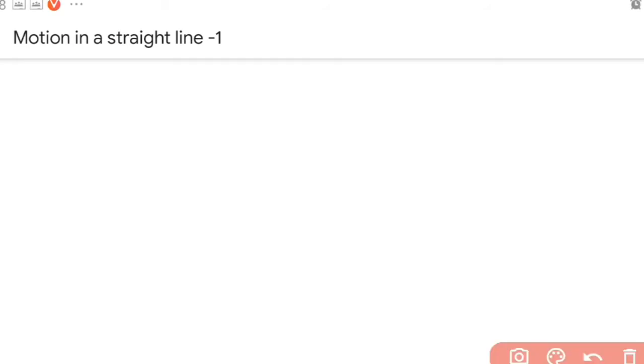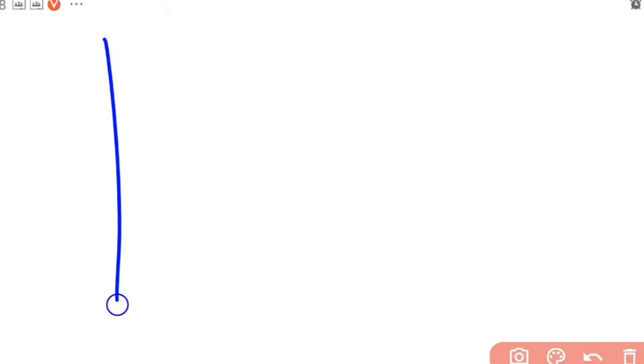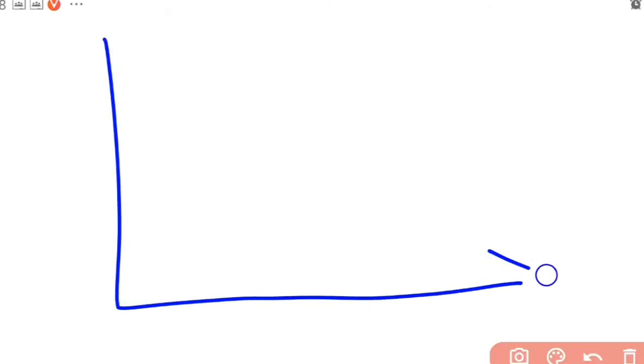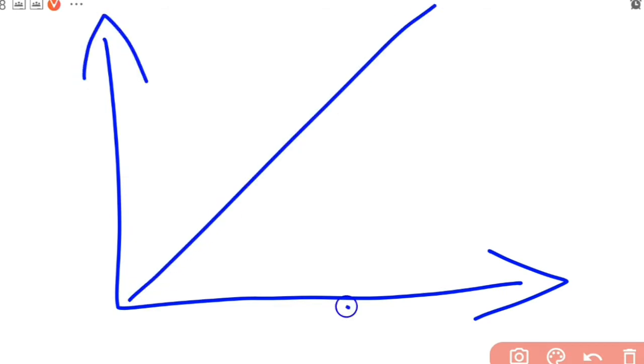Now, finding the slope of a graph. For a body in uniform motion, this position time graph is as shown. That means the graph will be a straight line, with time along the x-axis and position along the y-axis. So this graph is a straight line.